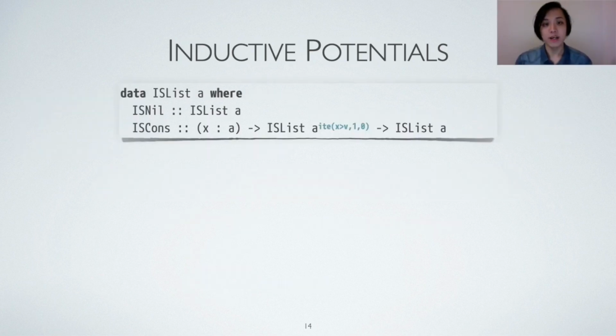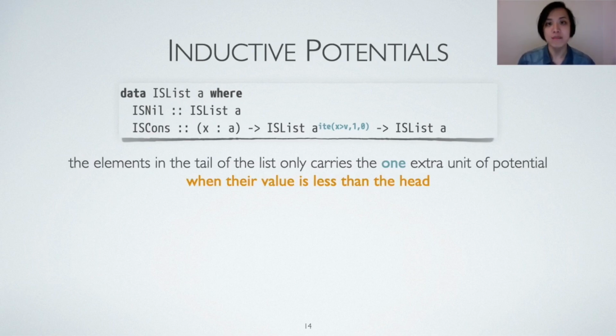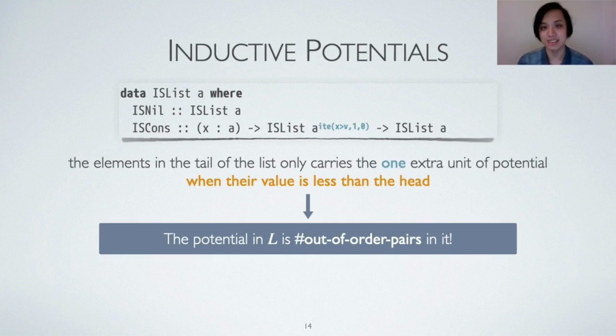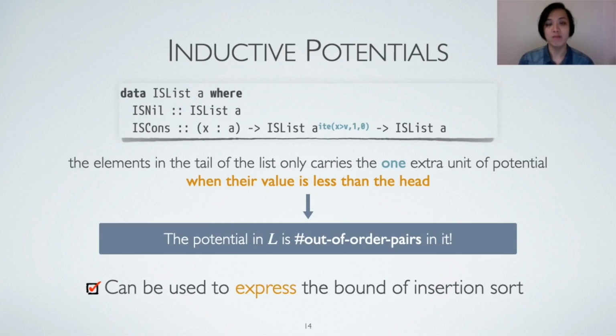More interestingly, we can use value-dependent inductive potentials to express fine-grained bounds. The type ISList shown on the slide is almost identical to the type QList, except that the extra potential required by the ISCons constructor is not a constant 1, but a conditional expression that evaluates to 1 if and only if the element in the tail is less than the head element. In other words, the potential specified by ISList is exactly the number of out-of-order pairs in the list. In this way, we formally express the fine-grained time complexity of insertion sort in our type system.